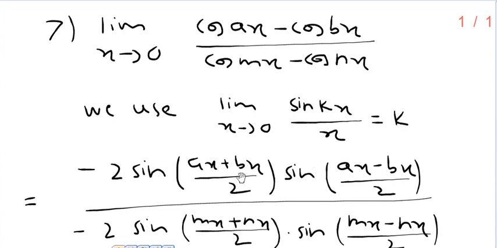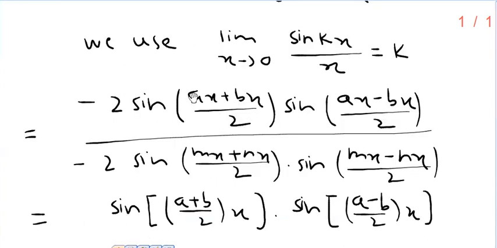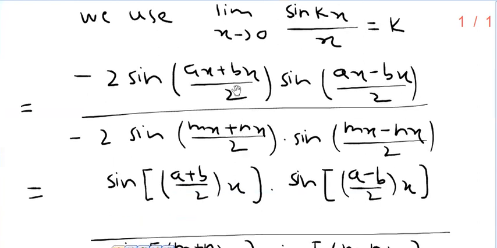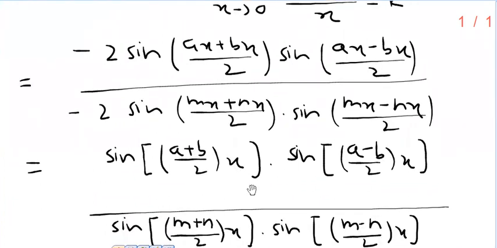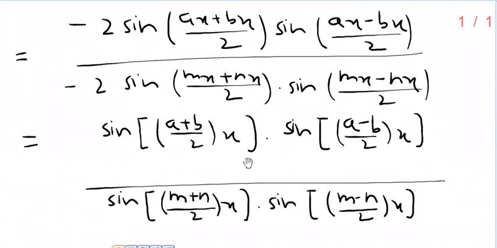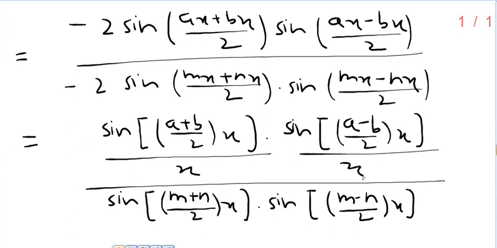Okay. So cos a minus cos b is applied. Now within the bracket, consider this angle, take x common. So a plus b by 2 into x. Here also the same thing. Now the next step, let me explain first. Divide numerator and denominator by x square. So upon x here. Same here also.